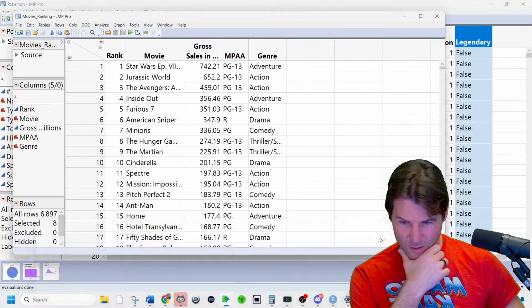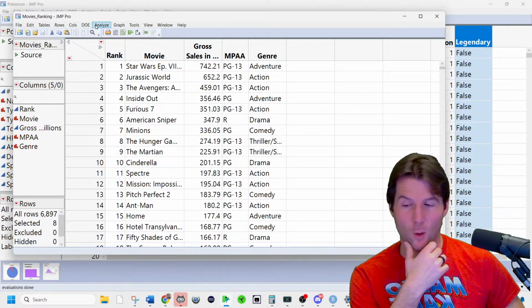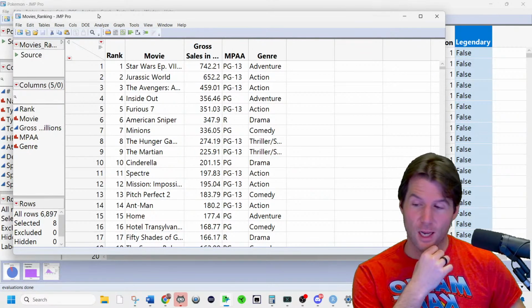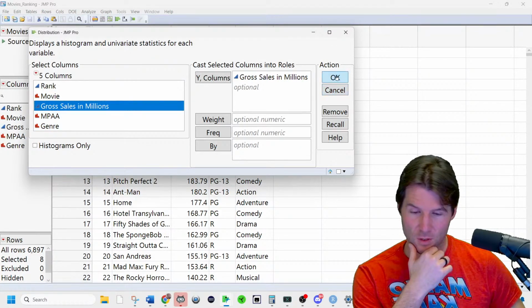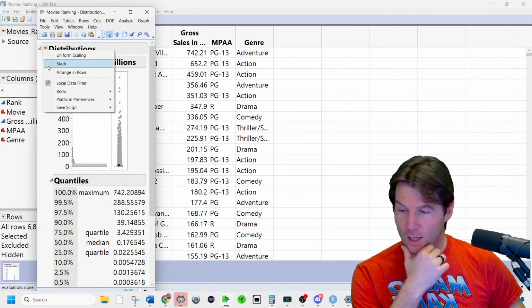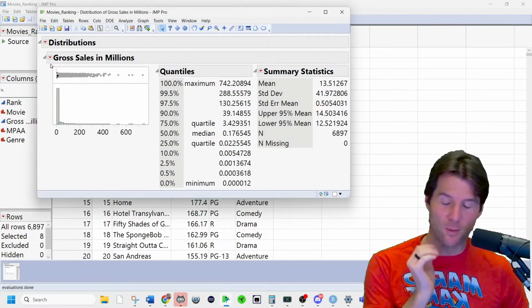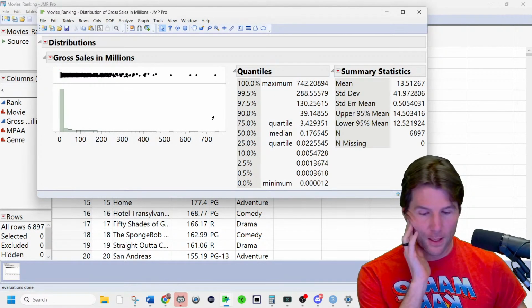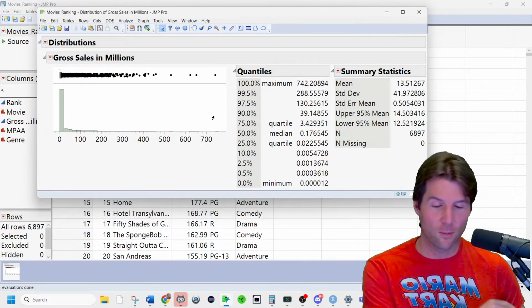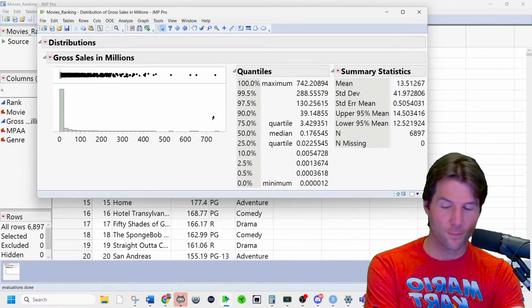Movie rankings. Gross sales. Oh, I'm going to be shocked if this is not extremely, extremely skewed. If you use the mean and standard deviation here, we're going to have problems. That is a major problem. This is as skewed as data can get, and I'm pretty sure the data is in millions of dollars.